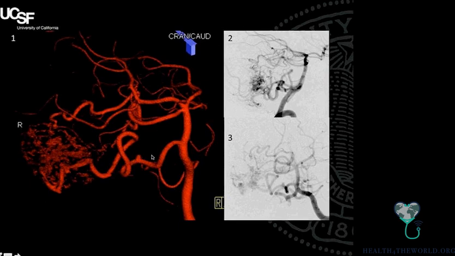This is a 3D rotational image taken from a catheter angiogram. You can see here off of this anterior inferior cerebellar branch there's a little bump, and this is a flow-related aneurysm. We noted that flow-related or intranidal aneurysms range quite a bit. Sometimes they can be as low as 5% of AVMs. Some series have them as high as 50%.